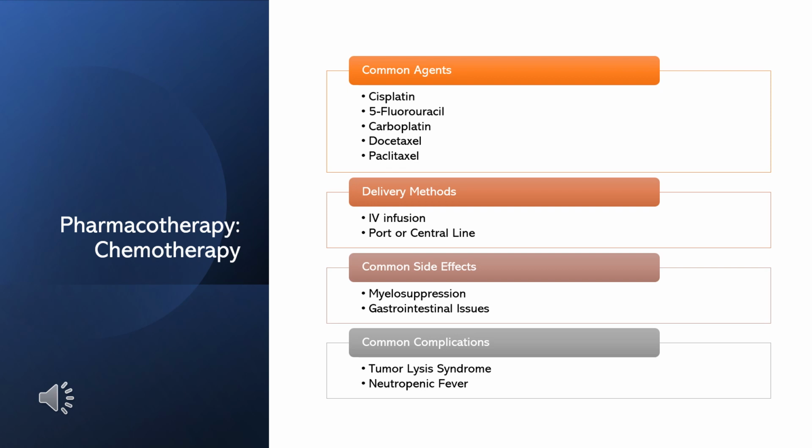Side effects are nephrotoxicity, so it's hard on the kidneys, nausea, and ototoxicity. That means it's hard on your hearing. It interacts with diuretics and nephrotoxic drugs.